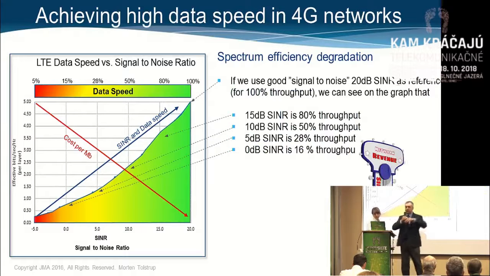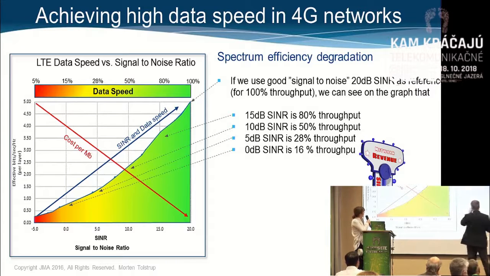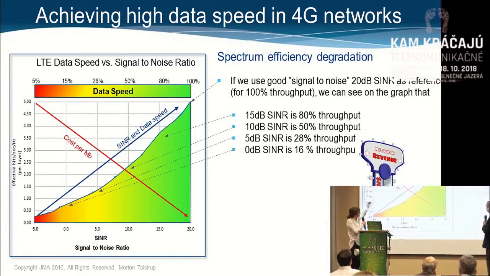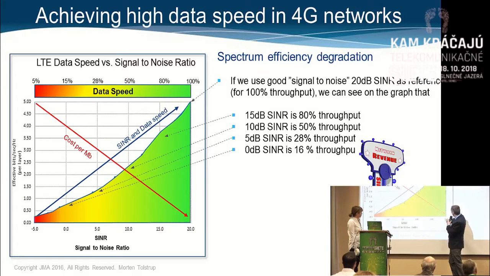So radio performance is all about signal to noise. The better margin we have between the signal and the noise, the better the capacity. So here I'm trying to show the relation between the signal to noise up to 20 dB down to -5 and the throughput from 100% down to 5% in a standard 4G channel.